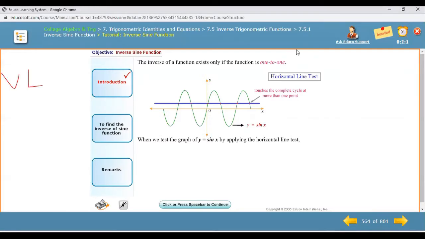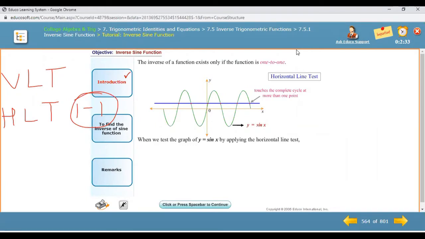Vertical line test says if it is a function or not. And the second thing was the horizontal line test. Horizontal line test will prove 1 to 1. Now, what do we mean by this 1 to 1? This 1 to 1 means that for every value of x, there is one value of y. Like x and y are associated. One x is associated with one y.